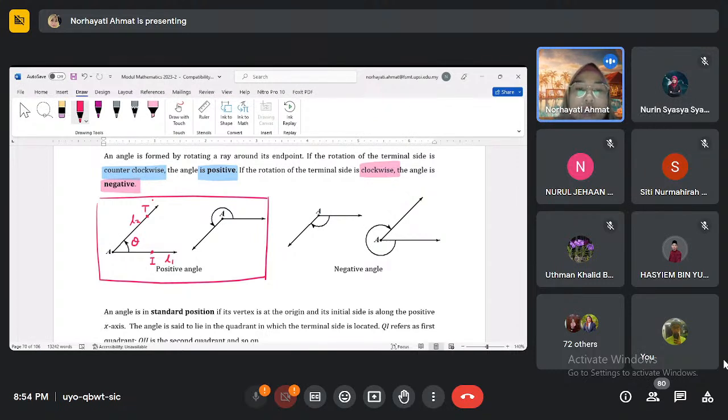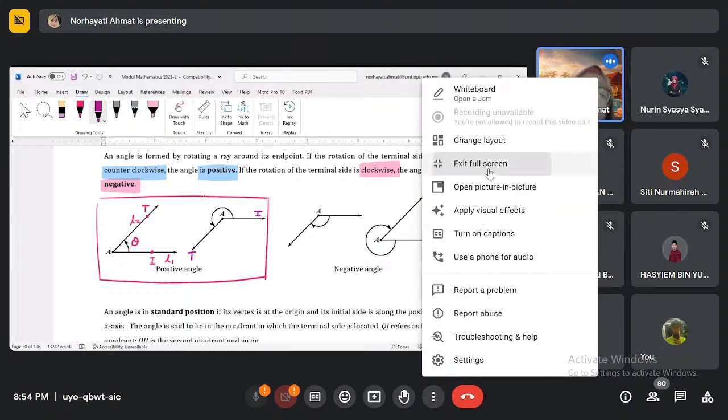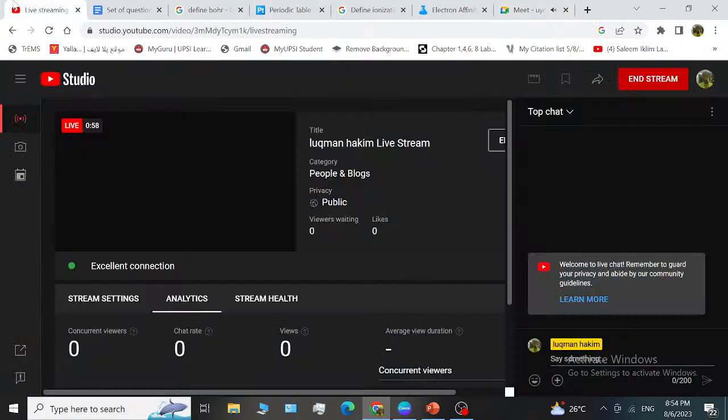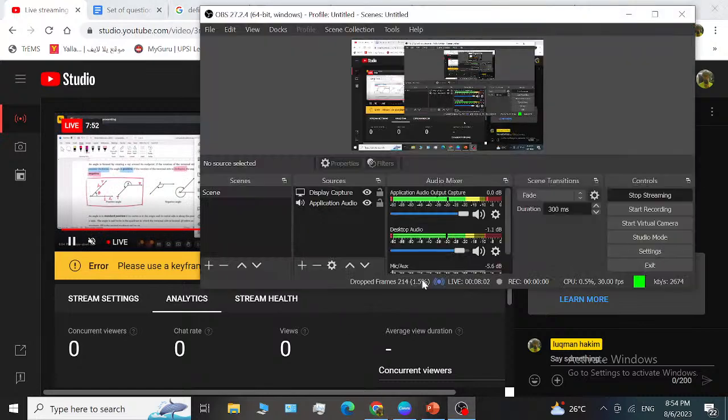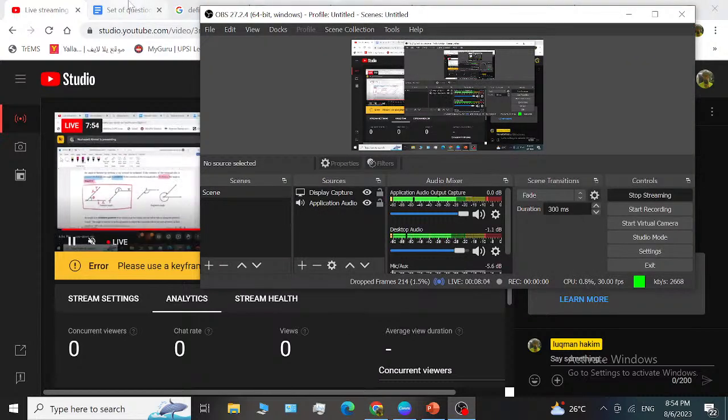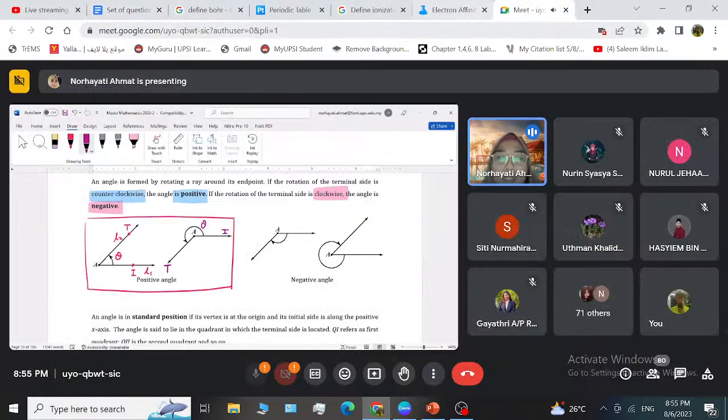Same as this figure, the second one. Okay, kita ada, this is the initial position, this is the terminal position. So the rotation of these rays follows the direction of anti-clockwise. Also this theta is a positive angle. This angle is a positive angle.